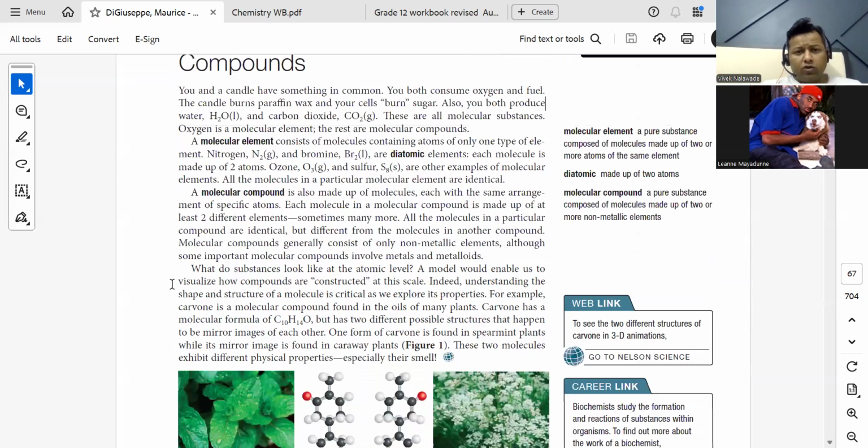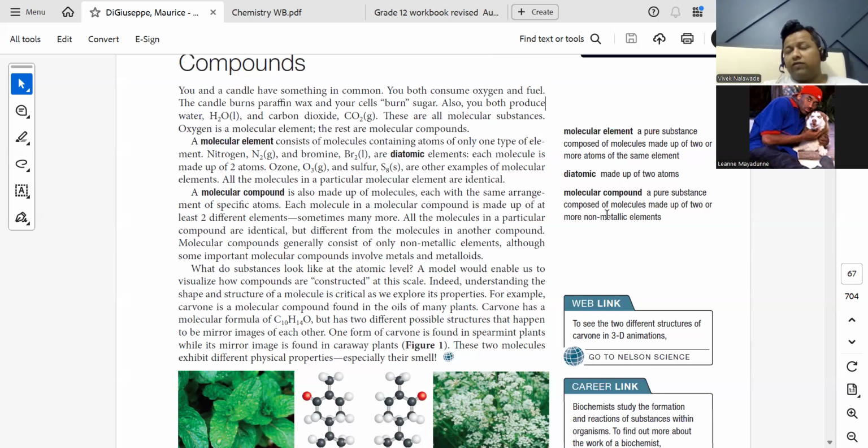So this is done, molecular compound. So molecular element: same element, two or more than two atoms. Diatomic: two atoms. When we say diatomic, they can be the same element or two different elements. Molecular compounds: two or more atoms and non-metallic atoms. And when it is a compound, they are of different elements.